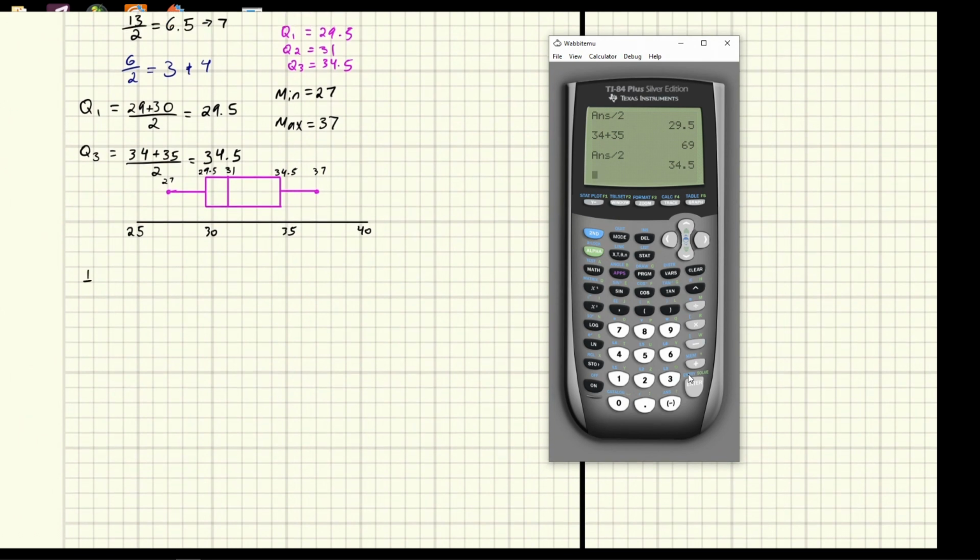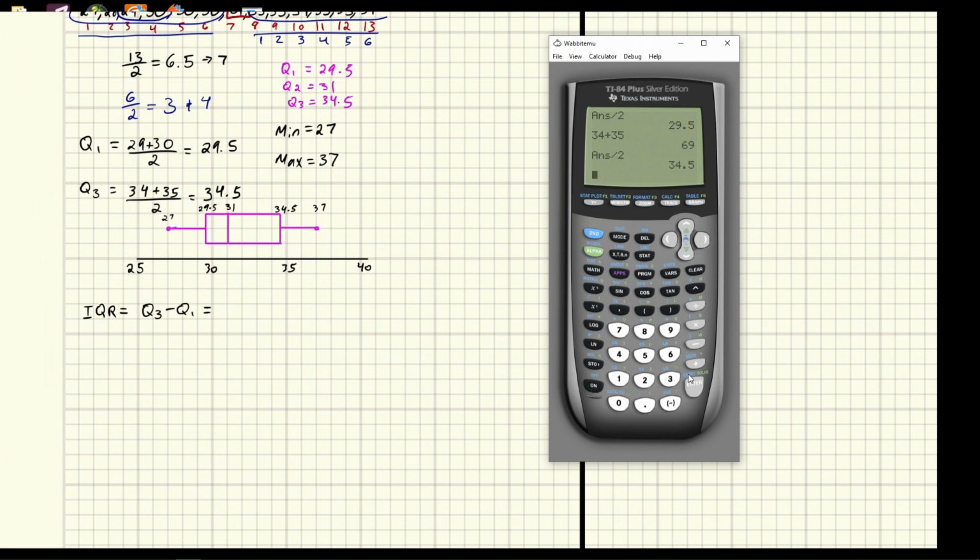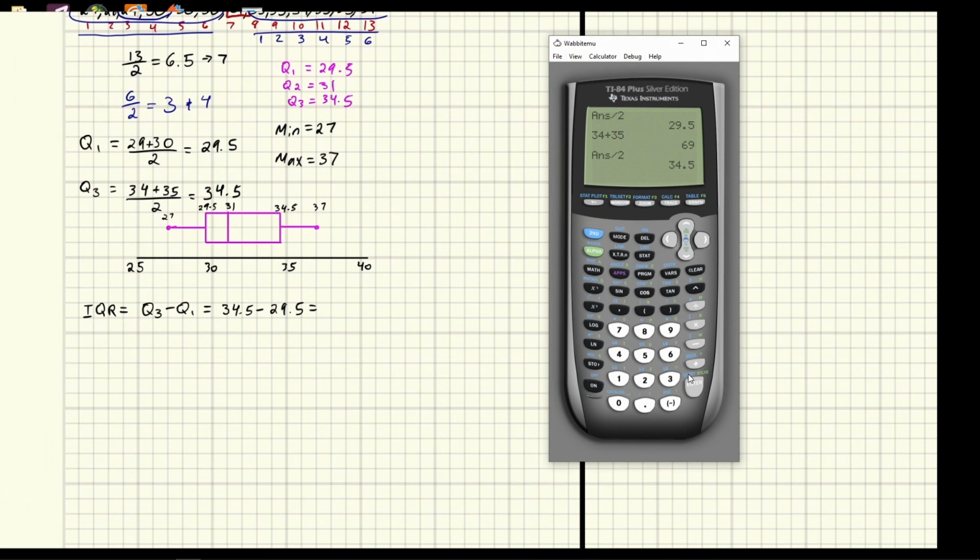So our interquartile range is equal to Q3 minus Q1, and that is going to be equal to, let's find out, 34.5 minus 29.5. This is going to be all the numbers that are in here in the middle part, right? We're going from 34.5 all the way down to 29.5. So it describes the length of our box here. So let's go ahead and do that.